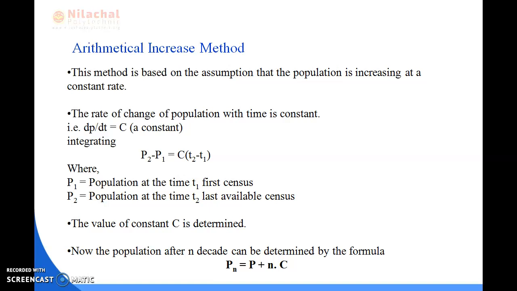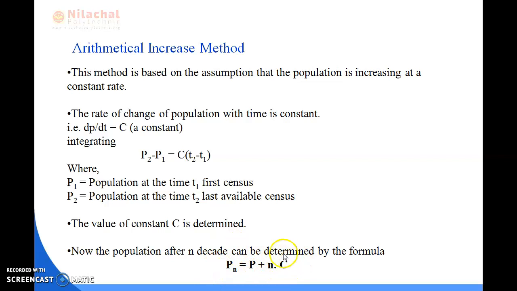This method is based on the assumption that the population is increasing at a constant rate, and it is mainly applied in already developed cities. As the population is increasing at a constant rate, you can see here I have written dP/dt equals C, that is constant. While integrating this, we get P2 minus P1 equals C into (T2 minus T1).